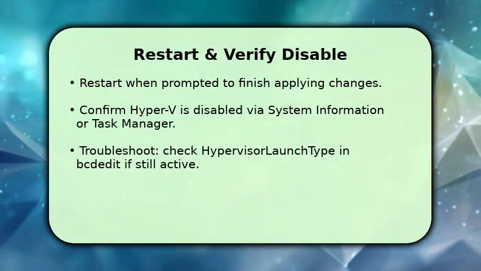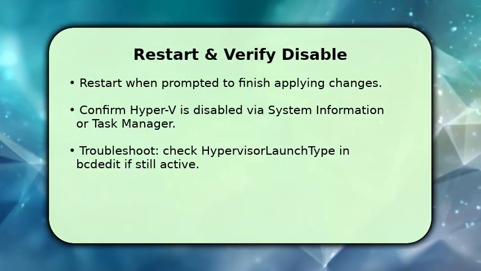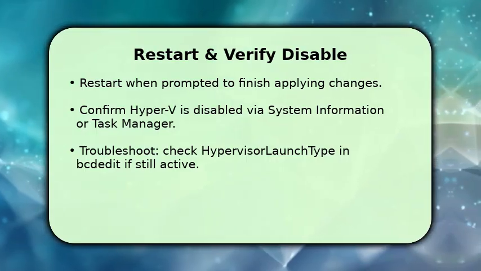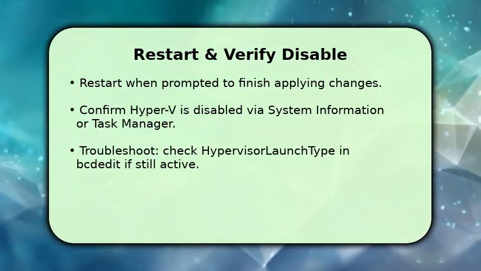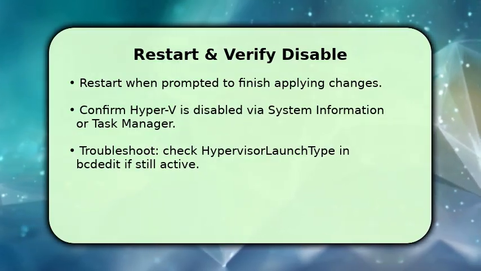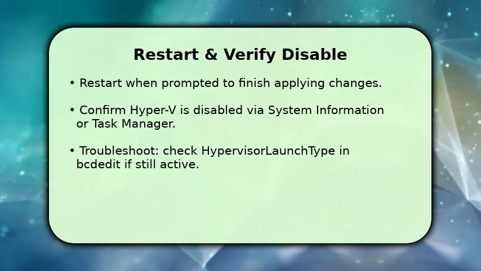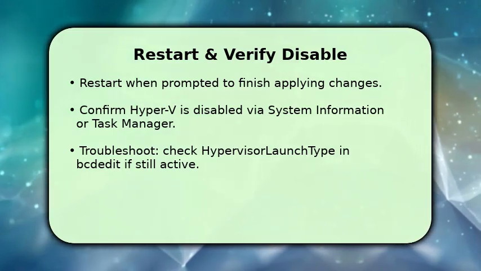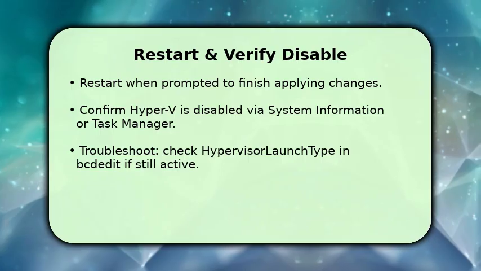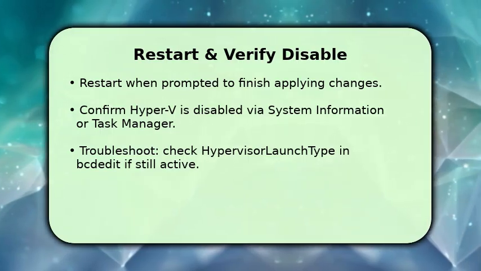Once back, verify Hyper-V is off by opening System Information and checking Hypervisor Detected equals No, or look in Task Manager under Services for Hyper-V entries. If Hyper-V still appears active, run Command Prompt as admin and check bcdedit /enum. If hypervisorlaunchtype is Auto, set it to Off with bcdedit /set hypervisorlaunchtype off and reboot.